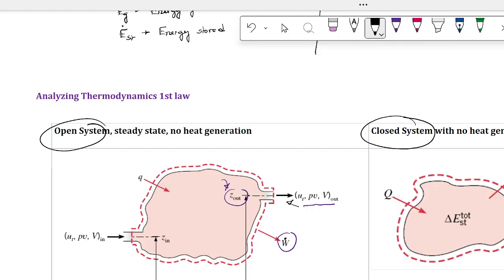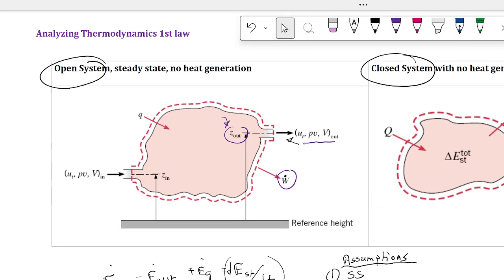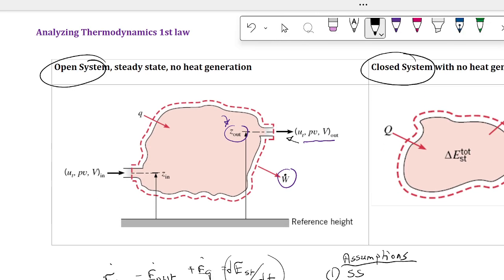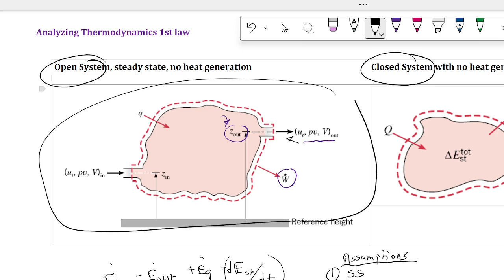With these assumptions applied, this equation becomes energy in minus energy out equal to zero, right? The third assumption we're going to apply here. So let's now focus on this sketch. What we're seeing on the sketch is an opening here and an opening here. On one opening, some amount of fluid is coming in, and on the other opening, some amount of fluid is leaving.